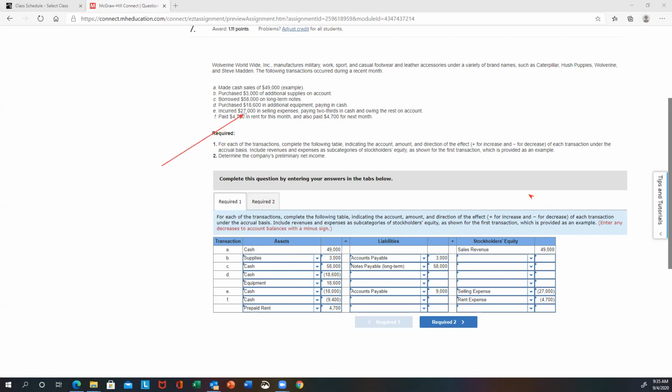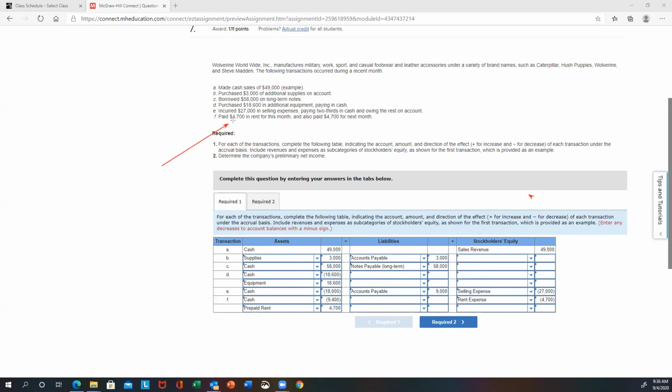E says you incurred some selling expenses. You paid 2/3 in cash, and the rest is on account. So that 27,000, we know that's going to come out of equity. And then, of course, we've got the cash, and then the rest would be going on. Looks like it's going to be accounts payable right here, this 9,000.